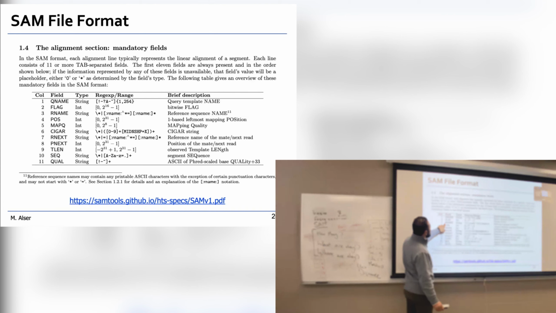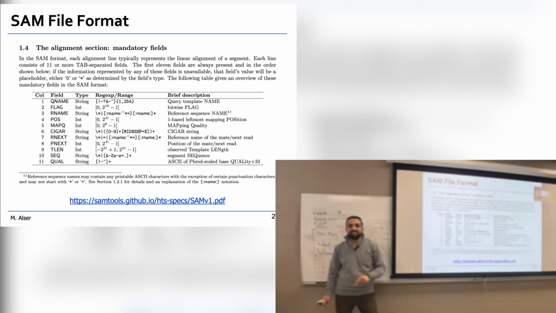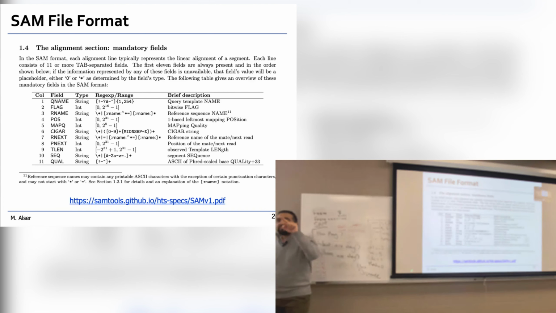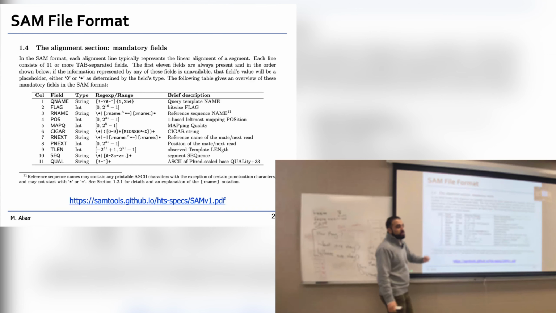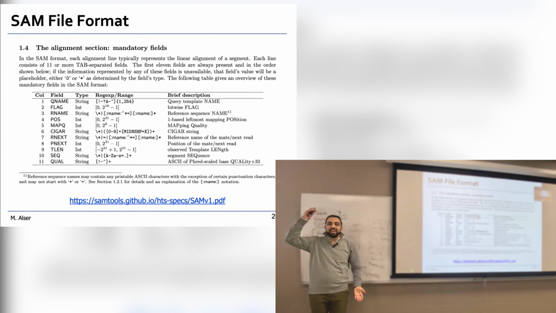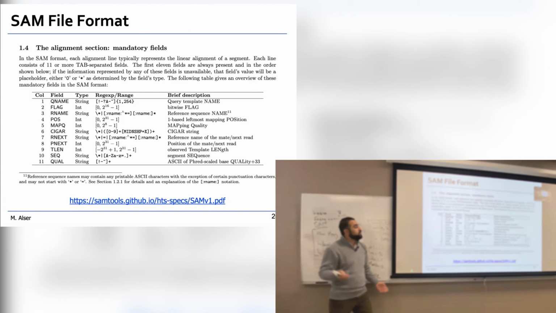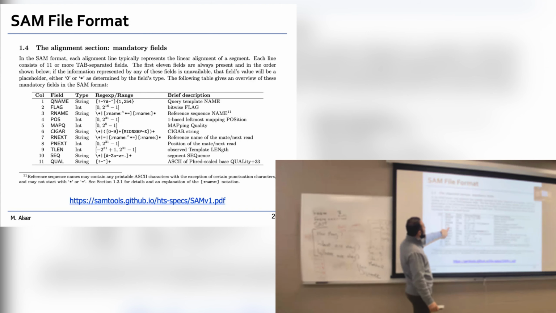In here is the reference name. So do you remember the FASTA file? We have the greater than sign and then the name. That will be copied over here. Because the FASTA file might have multiple chromosomes, we don't know which chromosome we are mapping to, so that will be the chromosome name.